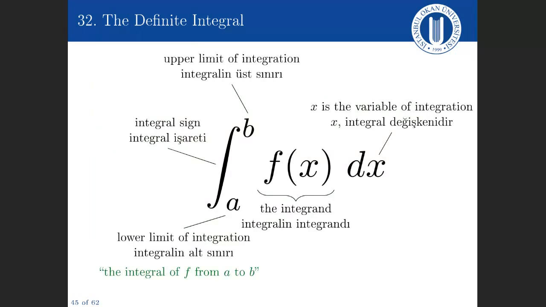Let's talk about this notation. This large letter S is called the integral sign. The a at the bottom is the lower limit of integration. The b at the top is the upper limit of integration. The function f of x inside the integral is called the integrand. And the dx on the end tells us that x is the variable of integration. We can read this as the integral of f from a to b.